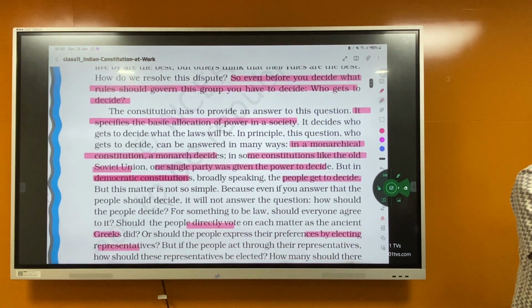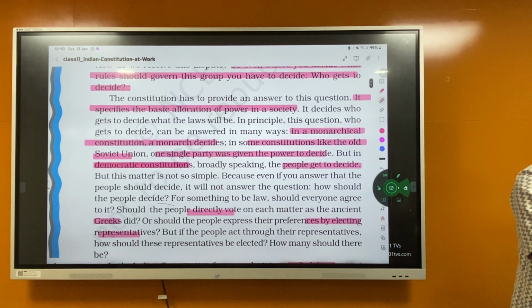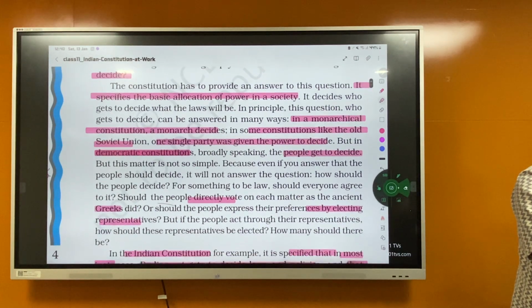The constitution has to provide an answer to this question. It specifies the basic allocation of power in a society. It decides who gets to decide what the law will be. In principle, this question, who gets to decide, can be answered in many ways. In a monarchical constitution, a monarch decides. So which are the monarchical societies? Can you think about it? A monarch means a king or queen who rules the country. So do you know about the UK, England, or Australia, Canada? Still they are under the queen's rule. So there only one person will decide. This is called a monarchical constitution.